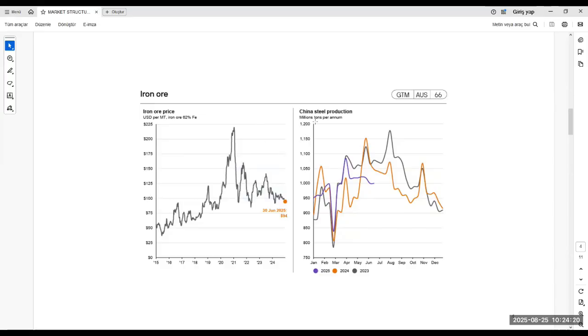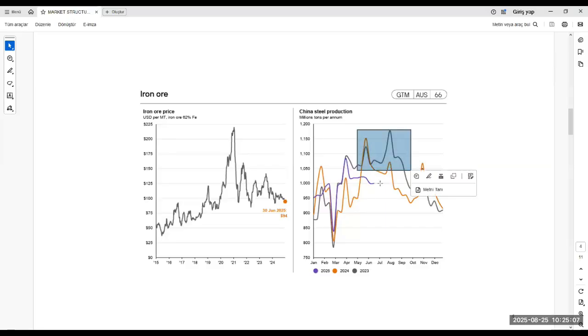Here we should also take a look at China's steel production. Here, as you see, these are the months, and the purple one is 2025, orange is 2024, and the black one is 2023. Normally, in the summer months there is seasonality in production, meaning that every summer in June, July, and August, the steel production increases. But in 2025, there is not enough of a rise when we compare 2025 with 2024 or 2023. The purple one should be around here, but it is less.